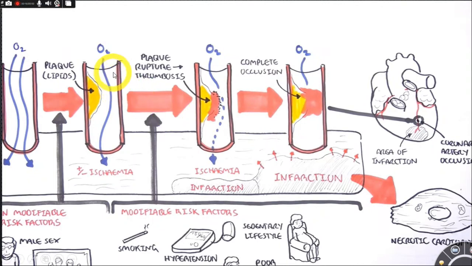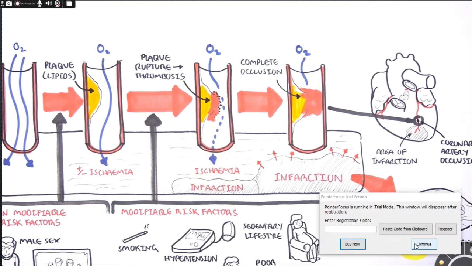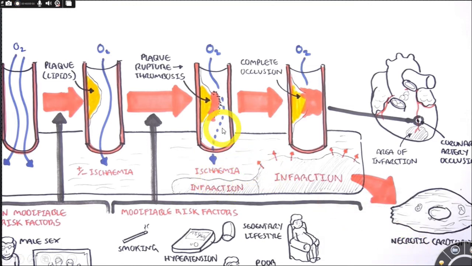Previously we talked about stable angina and unstable angina, and how due to non-modifiable and modifiable risk factors plaque formation occurs in the arteries and causes ischemia and infarction. Now, a plaque forms and the volume of the vessel decreases, then plaque rupture and thrombosis occurs, the volume decreases furthermore and causes ischemia and infarction. But now we'll continue with what if complete occlusion of a vessel occurs.